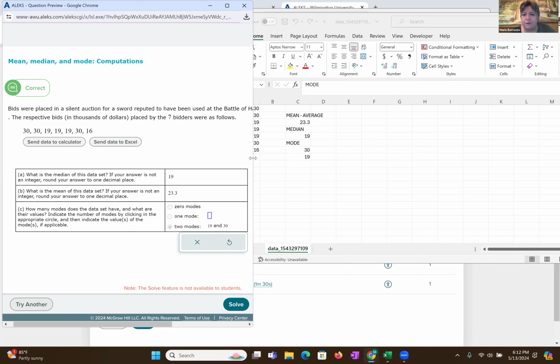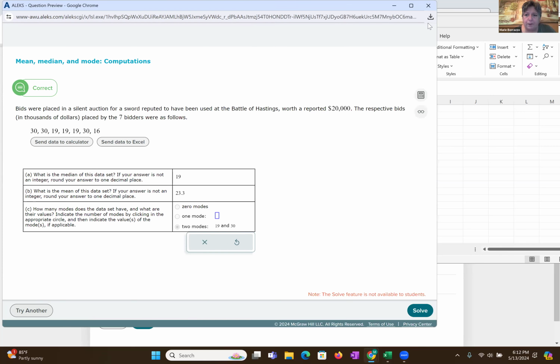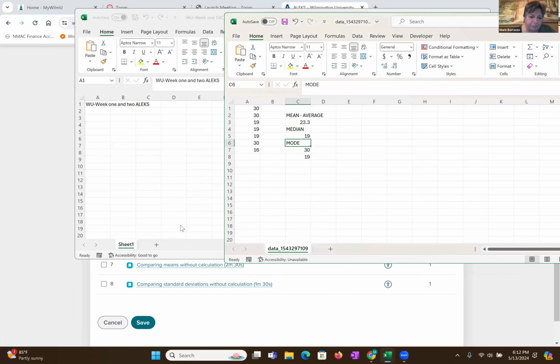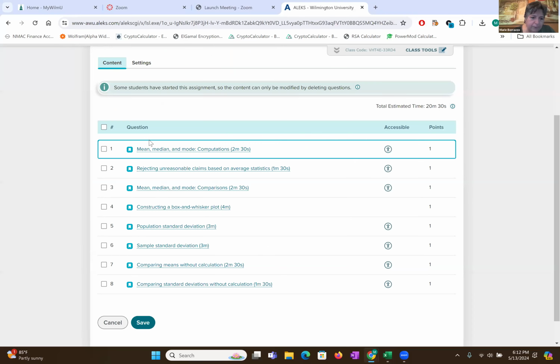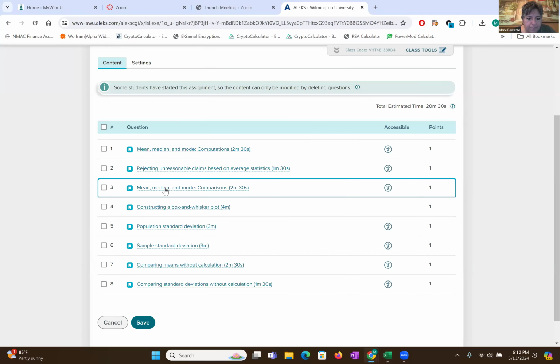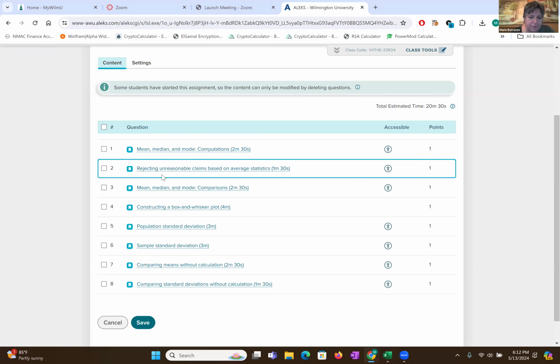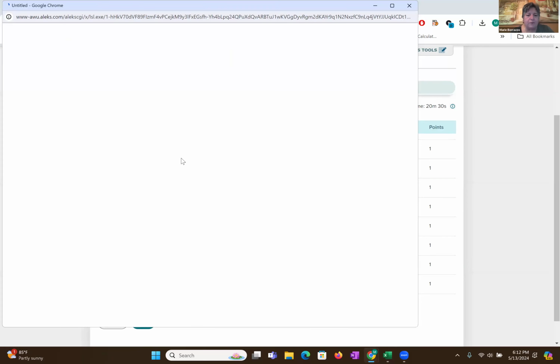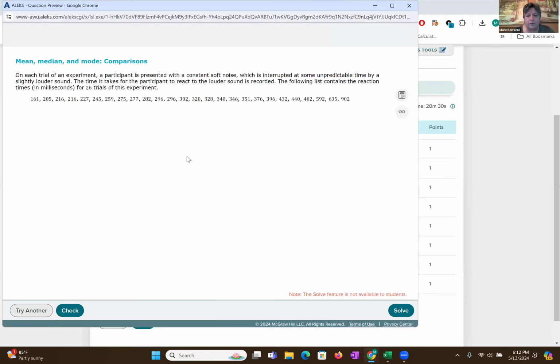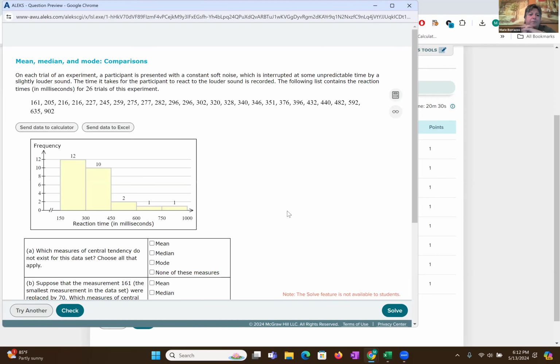So those are the central tendencies. Let's do comparisons of these, and then I'll go back to the rejecting reasonable claims. Let's go to the median. Now, this one. So this one is also about central tendencies. It has a mean, median, mode.